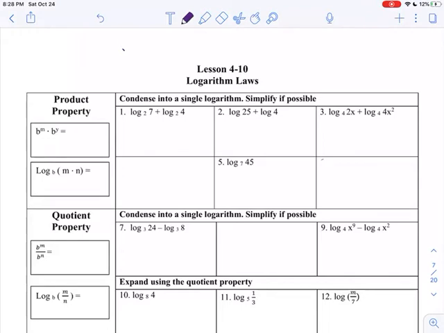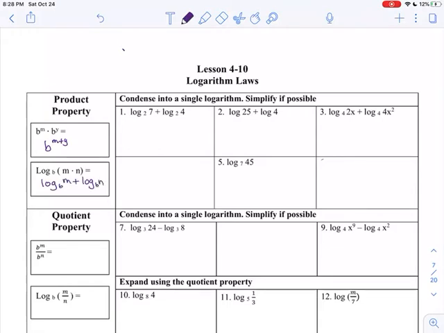Hi, Algebra 2. This is Unit 4, Lesson 10, and today we're going to talk about logarithm laws. And they are related to the exponential laws that you already know. So if I'm looking here, the product property, remember when I have two exponents with the same base, I'm going to add those exponents together. So b to the m times b to the y is equal to b to the m plus y.